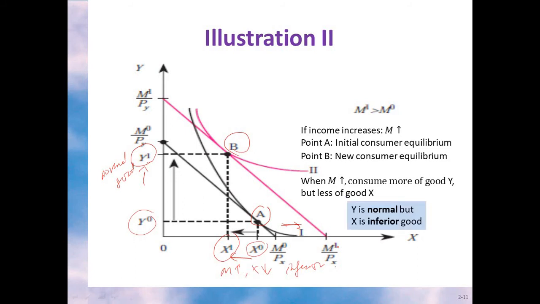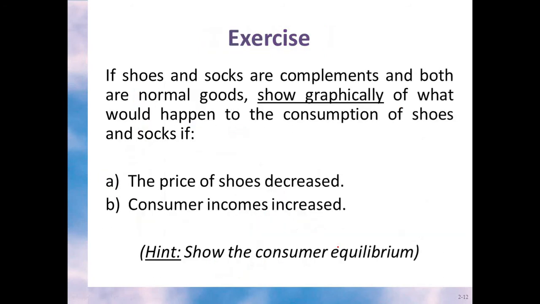So this is the second situation, where we see that when income increases, the quantity demanded for one product increases, but for another product the consumption decreases. So it tells us that of X and Y, one is normal and the other is inferior.